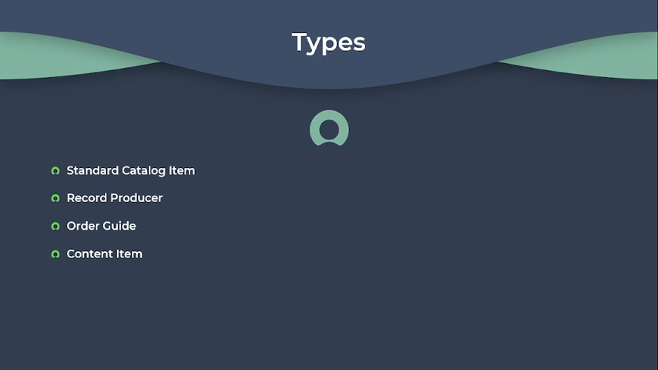For example, a record producer for IT support might allow a user to submit an incident report by filling in details such as issue description, priority, and affected system. Then content item. Content items are informational resources within the service catalog that provide guidance, instruction, or knowledge articles to users. They are not requests for service or products, but rather serve as supplementary information to assist users in navigating the catalog or understanding available services.